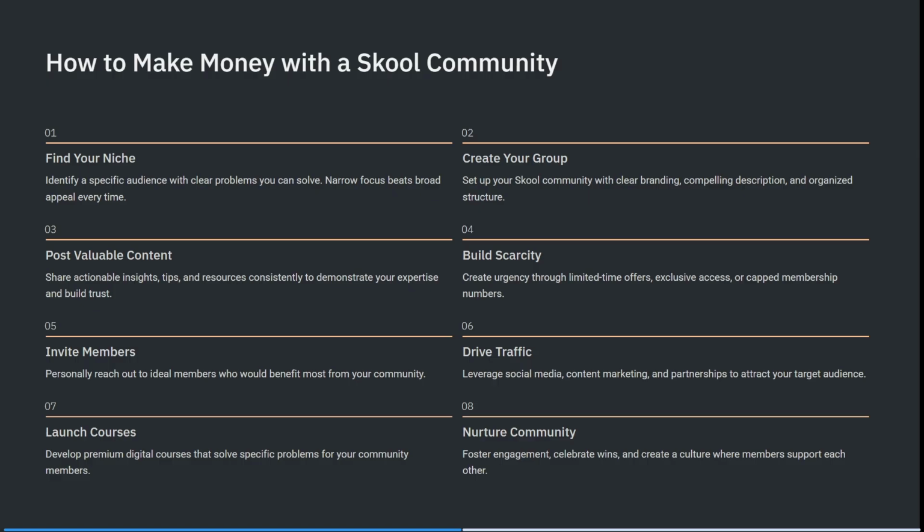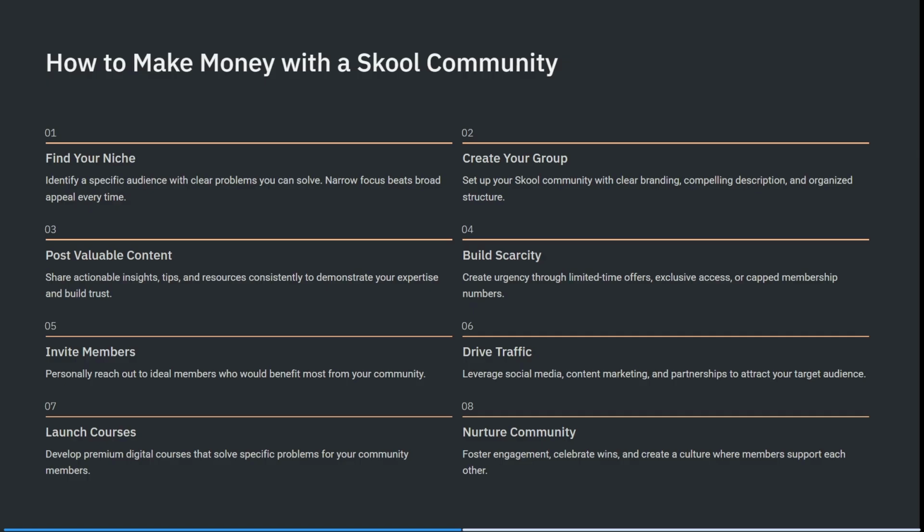The next thing is to create urgency through limited time offers, exclusive access, or capped membership numbers. That is a fantastic way to create urgency. You can also personally reach out to ideal members who would benefit most from your community. The next step is to leverage social media, content marketing, and partnerships to attract your target audience more efficiently.